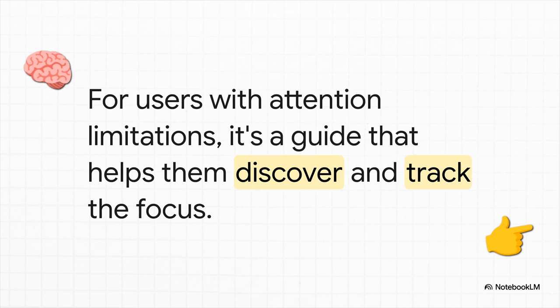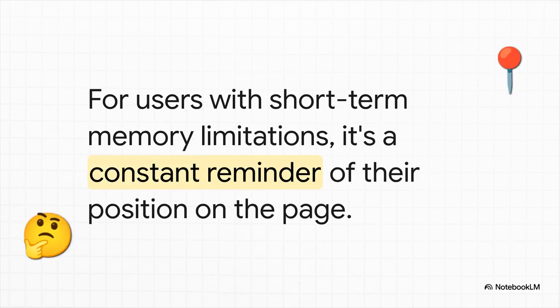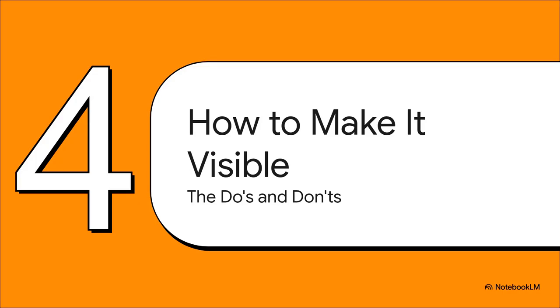But it doesn't stop there. For people who might have attention limitations, that little visual cue acts as a guide. On a busy, complicated web page, it helps them find and track their spot, so they don't get lost in all the noise. And the impact is even bigger than that. For users with, say, short-term memory limitations, that indicator is like a constant, friendly reminder of where they are. It just removes that mental load of having to remember your position, so you can actually focus on, well, the content.